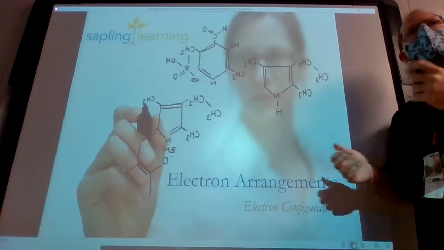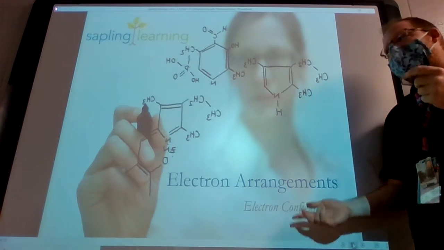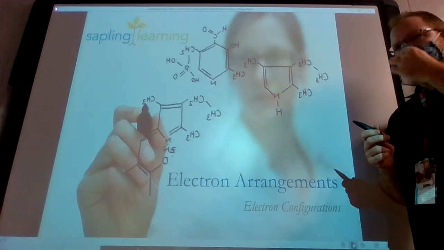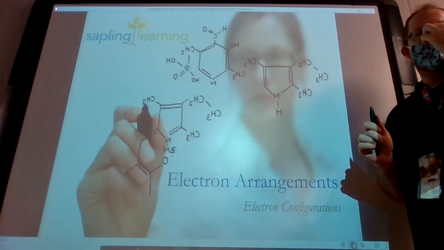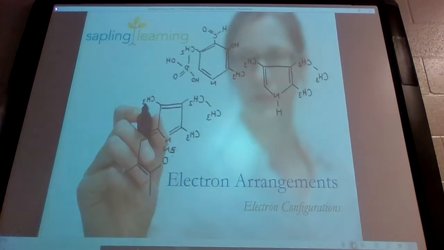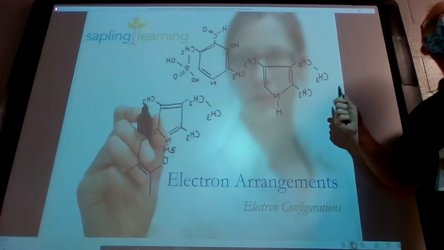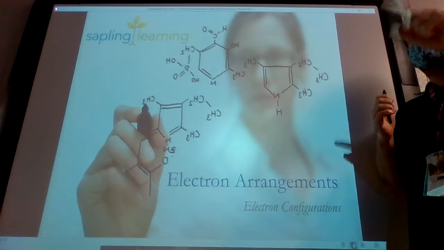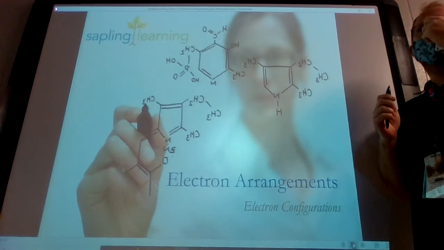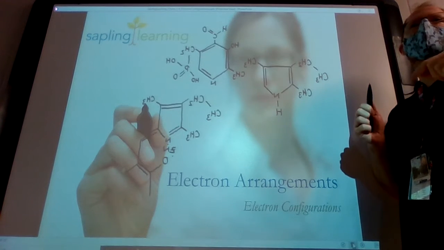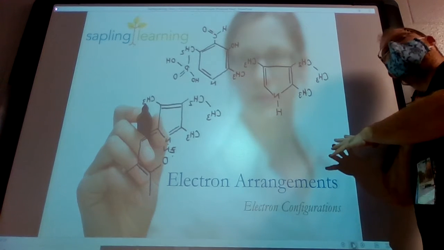So this is called electron configurations. We have another assignment about electron arrangements, but electron configurations is basically our way to keep track of electrons and tell other people that we're working with how many electrons we have, and more importantly, where they're at and what they're doing.